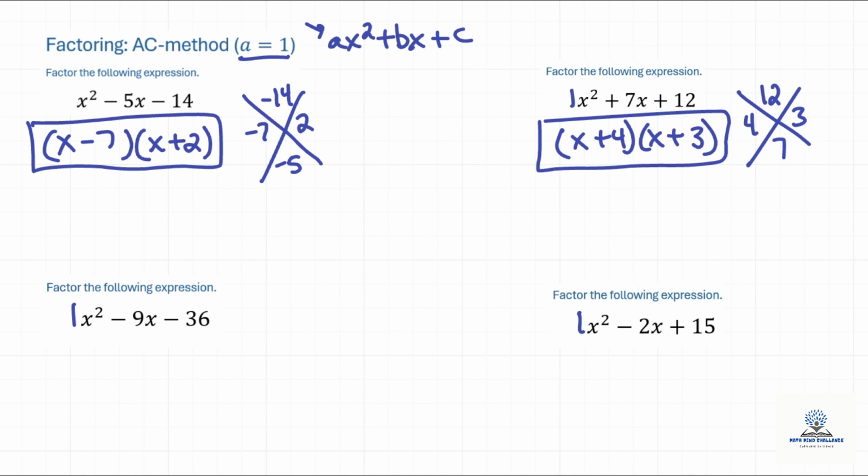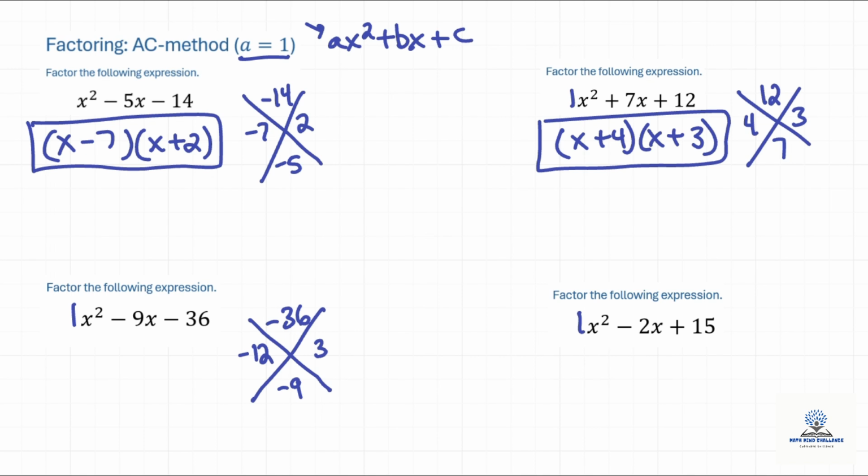Excuse me, let's go down to the one on the bottom left here. We have x squared minus 9x minus 36. So a times c is negative 36, and the numbers need to add to negative 9. And guess and check, try some different numbers. But if I have negative 12 and 3, those numbers multiply to negative 36 and add to negative 9.